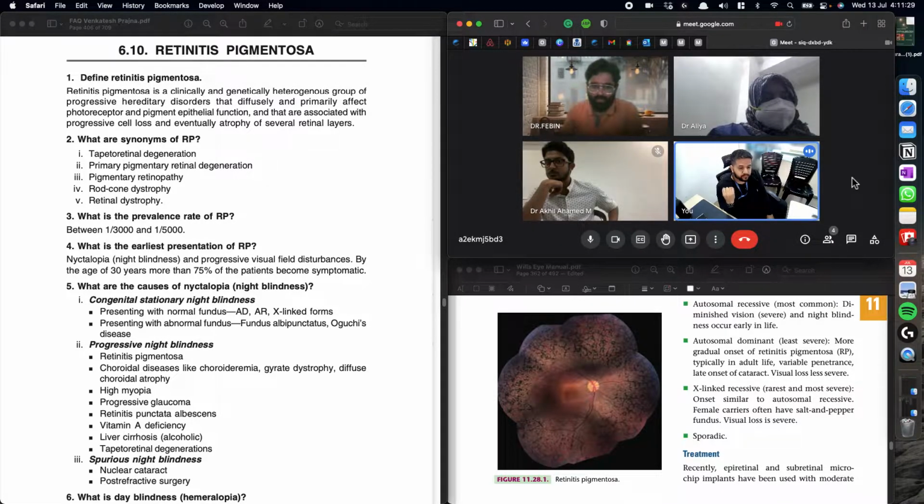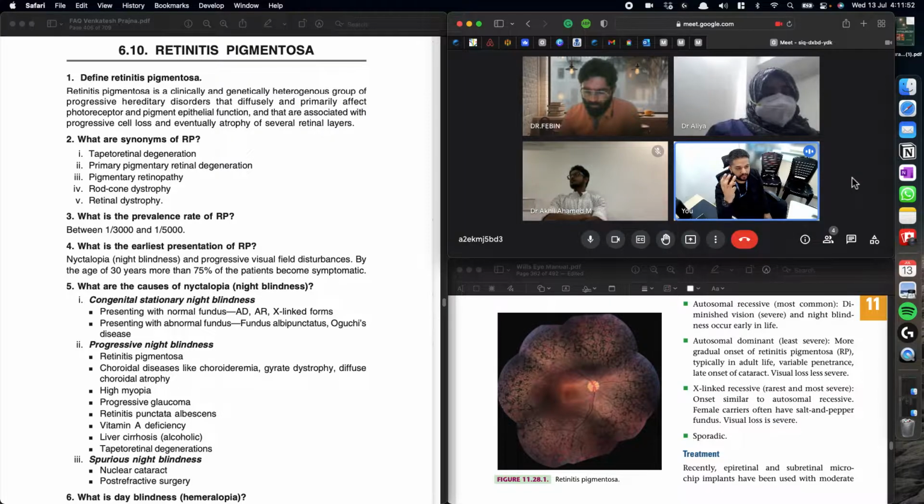Similarly, Alia was saying something about edema. So Fabian mentioned that the disc and the macula were okay, and Alia mentioned that the macula seems to have edema. You both are right and you both are wrong. Actually, Fabian is wrong about the disc. Because there is a classic triad without which RP cannot be diagnosed.